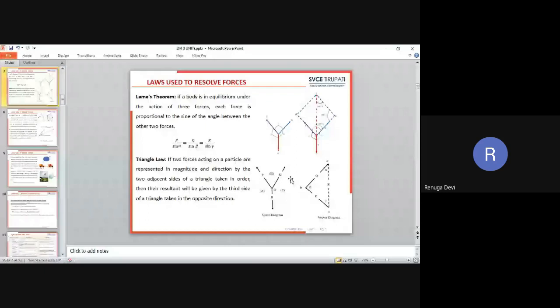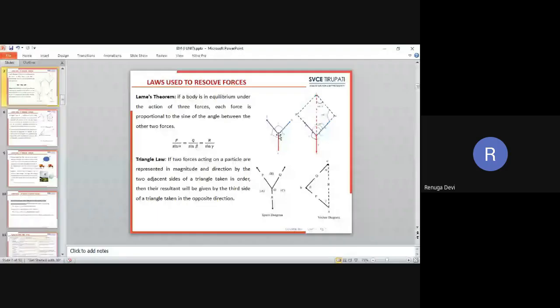Lami's theorem. No, ma'am. No. What happened? Okay, now it is visible. Yes, ma'am. Okay. If I'm going for full screen, now it is visible. No, Lami's theorem. Yes, ma'am. I'll complete this.